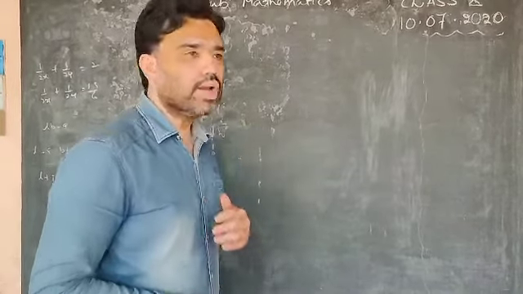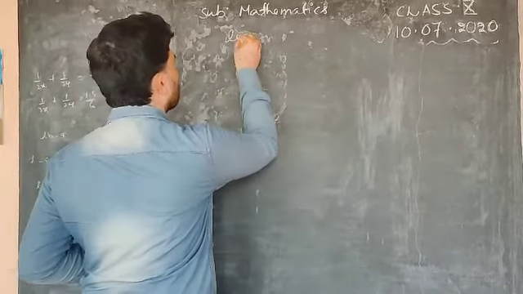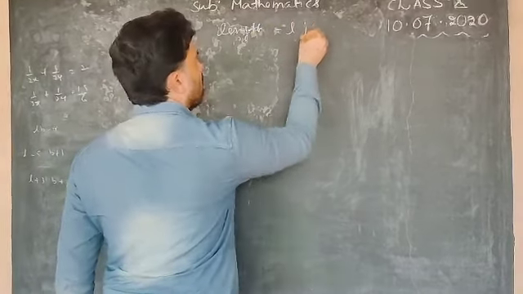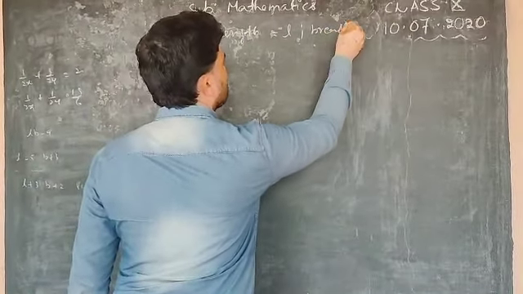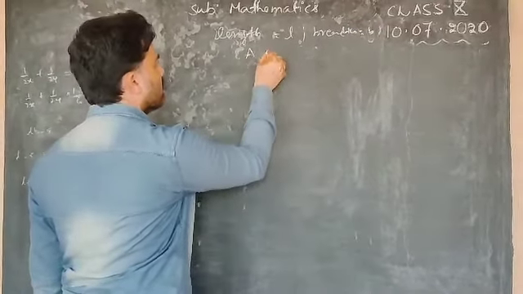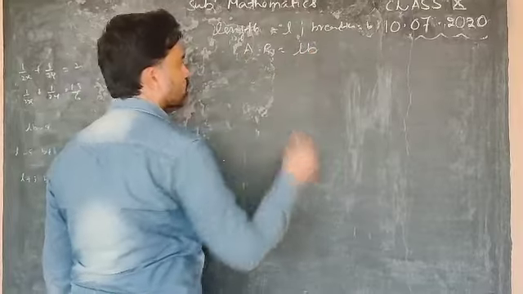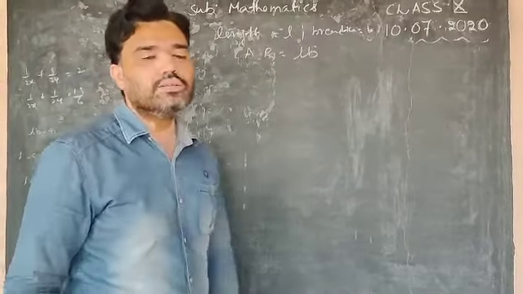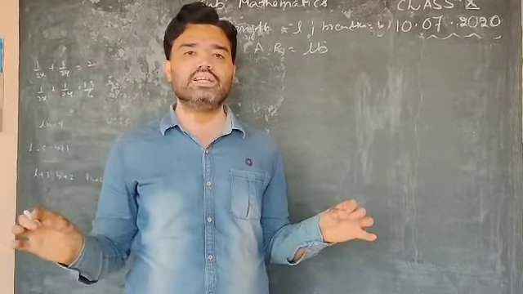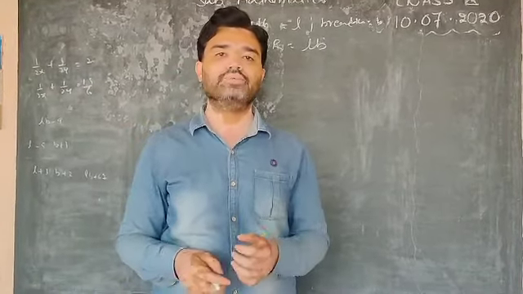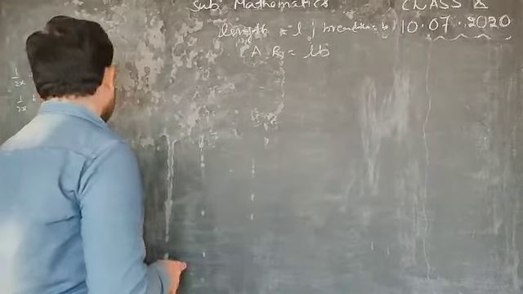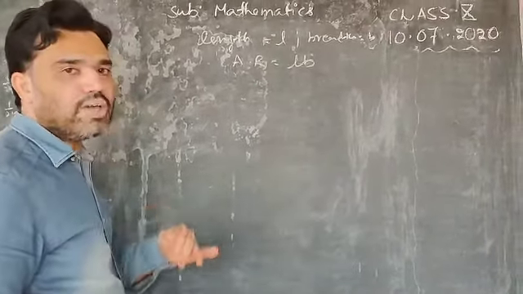Then how do you write the area? Length of the rectangle is equal to L, and breadth of the rectangle is equal to B units. What is the area of the rectangle? Area means product, right? L into B, LB. This is the original length and original breadth, and the area of the original rectangle is L into B, LB. Think like that.